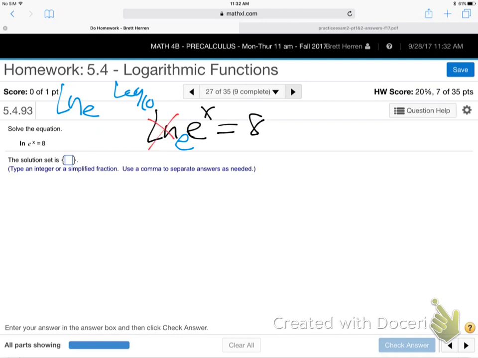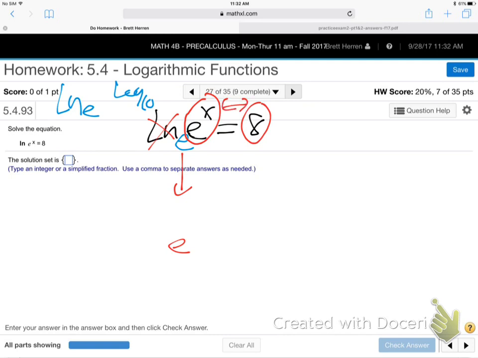What do you do? Lose the log. Any log, natural log, regular log, whatever, same rule. Lose the log. What happens? Base stays the base, so that blue e will stay as the base. Base stays the base. And the other two switch. What do I mean the other two? Everything else. That whole e to the x and the 8. Everything other than the blue base e.